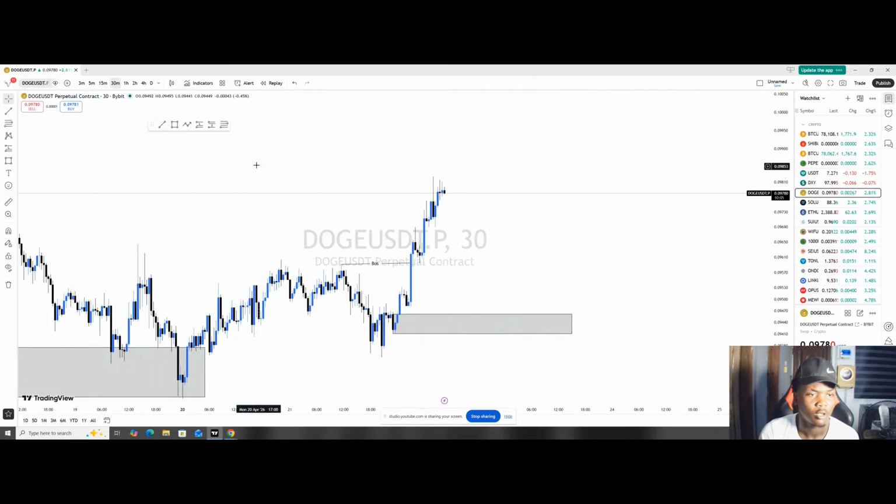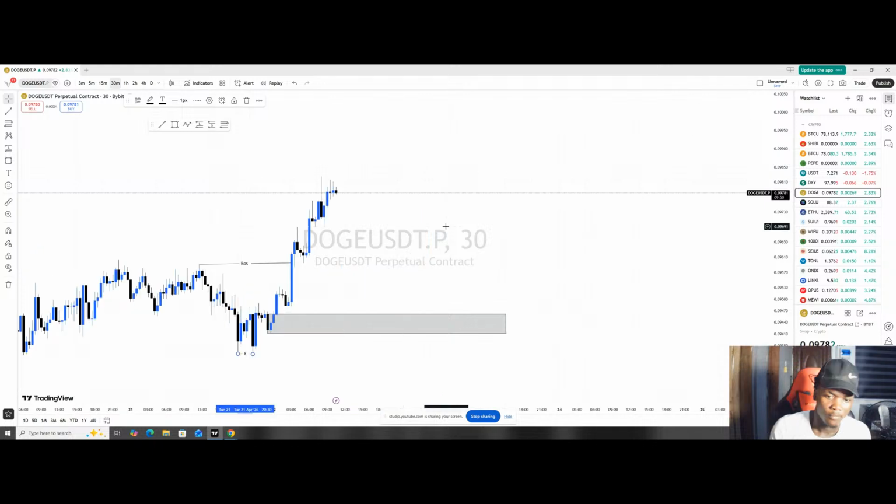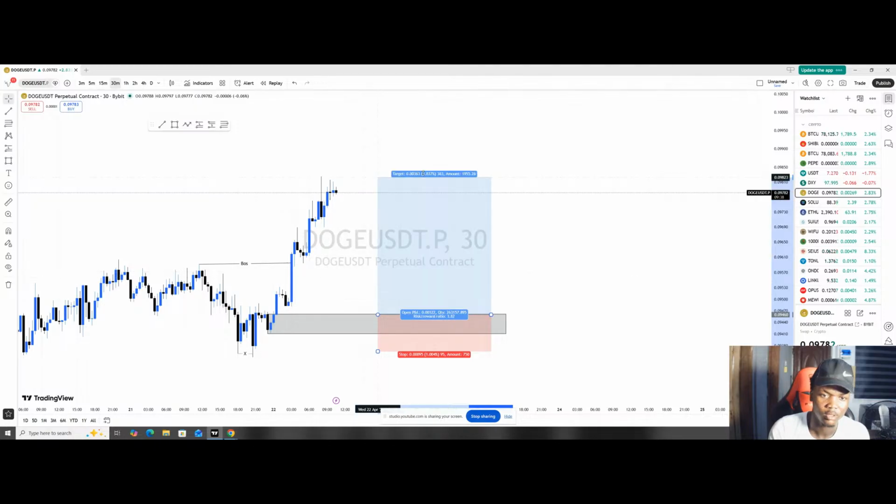Now the market swept liquidity here. Liquidity was swept at that level. So now we're going to be looking to long this. I don't think this trade is going to trigger today. We're going to be looking to take our profit at this point, and our stop loss is going to be a little bit below this level.